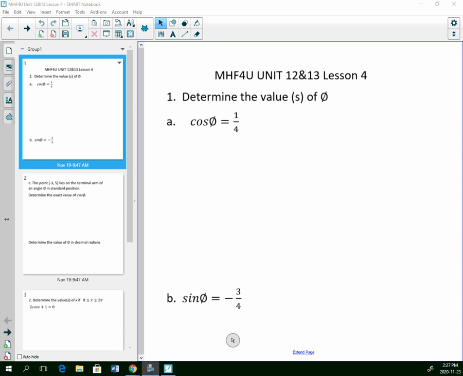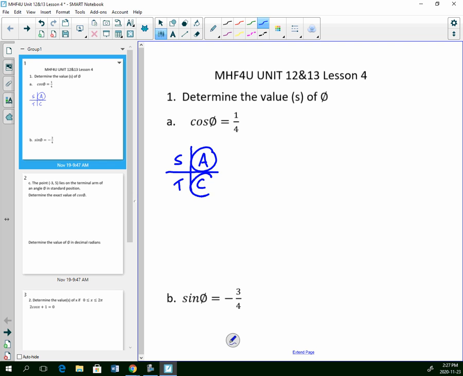So if I have been asked to find the values of theta if cosine theta is 1/4, I'm going to follow the same steps I did with the other questions. The first thing I'm going to do is determine which quadrant it's in by using my CAST rule. So my cosine ratio is positive, so I know it's going to be in quadrant 1 or quadrant 4. So I'll draw my diagram.